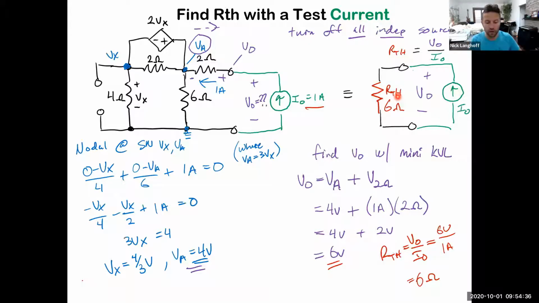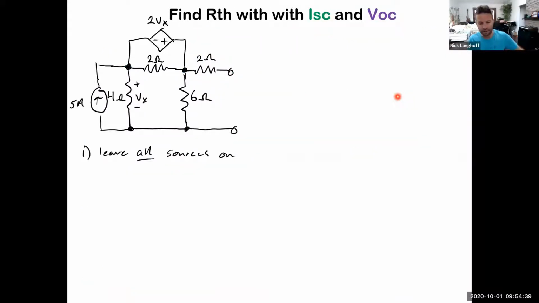Now let's go and do the third method of finding R Thevenin, this time with the short circuit current and the open circuit voltage. Let me just go ahead and write on here a reminder that VOC is V Thevenin, and we already found V Thevenin, which, as I mentioned, is sort of a handy thing to do.